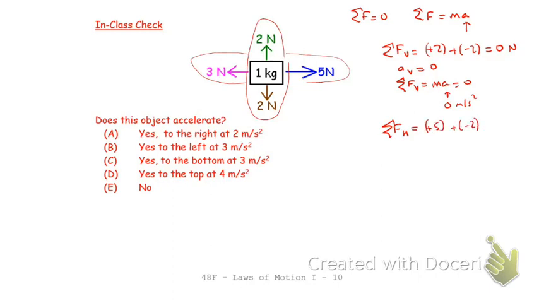Then I'm going to say the sum of the forces horizontal is equal to plus 5 added to minus 2 minus 3. Minus because it's pointing towards the left, which equals ma. So plus 5 added to minus 3 is equal to 1 times a, because the mass is 1. So that's plus 2 is equal to a. So a is equal to plus 2 meters per second squared, to the right, that's positive, at 2 meters per second squared.